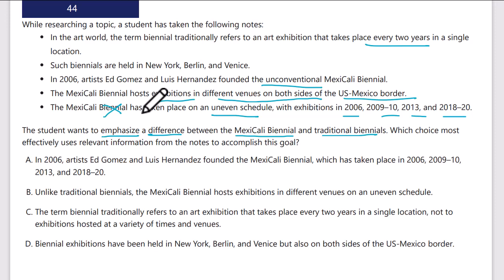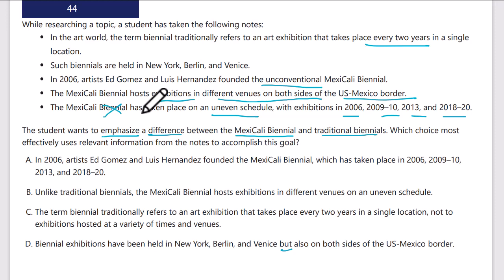So those are the differences. It takes place in multiple locations, not just one city, and it takes place on an odd schedule, not exactly every 2 years. Close, but not exact. So we want to see something like that in the answers, okay? We probably are looking for a contrasting transition word to set us up, like a but or whereas. So I don't know, let's take a look.